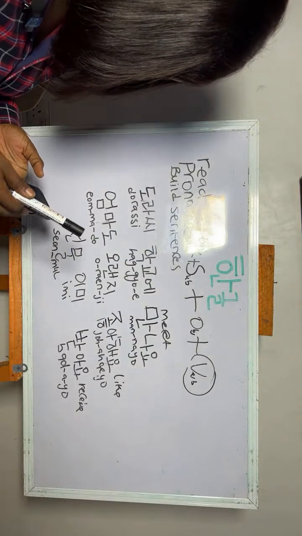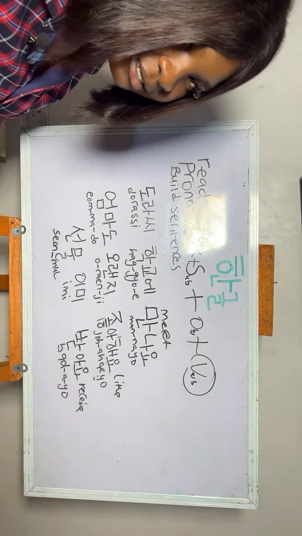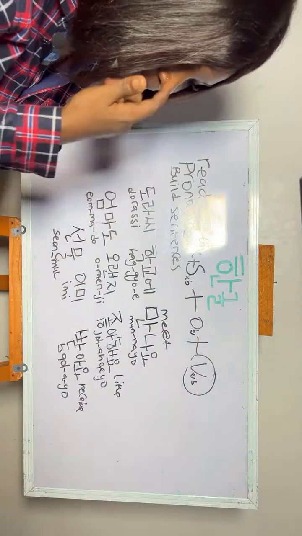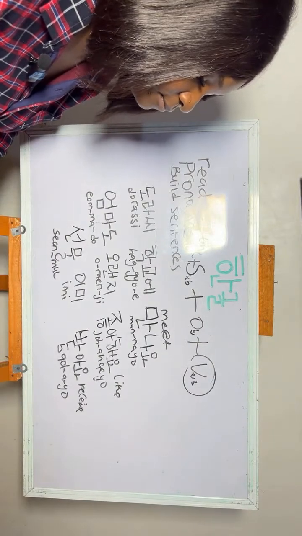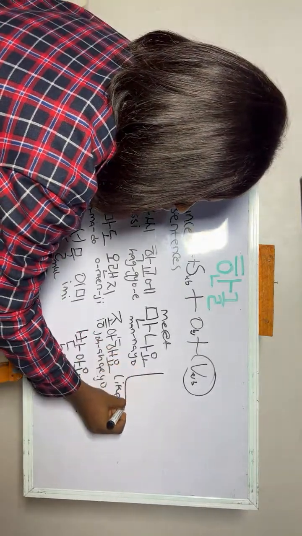Okay, you know what? Joahaesseoyo is past tense of liked, with the -ed, right? Badasseoyo is past tense of to receive. So let's do it this way.